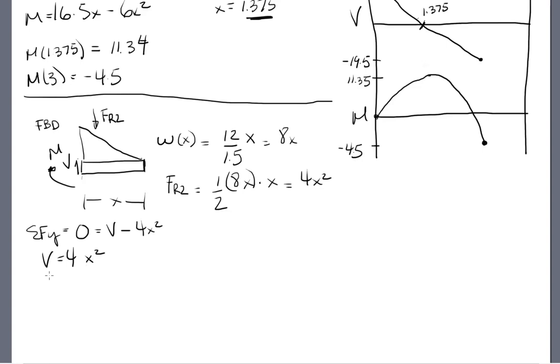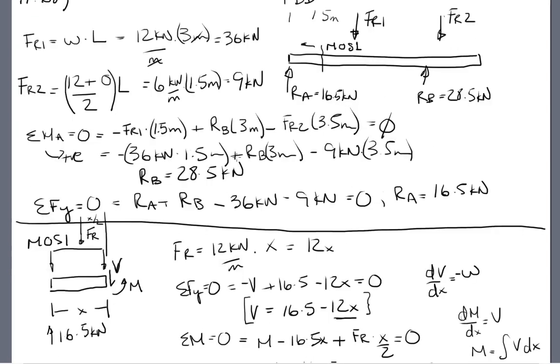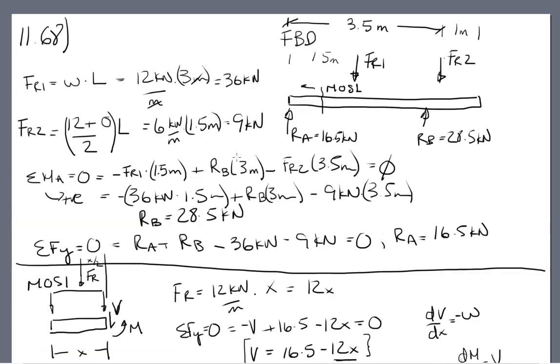So this function here describes the value of shear along this section of the beam. Okay, so now what do we do with our moment? Before we look at the moment, we're going to do one last sanity check. When I sub 1.5 into here, I should get FR2, which is equal to 9 kilonewtons, right here.